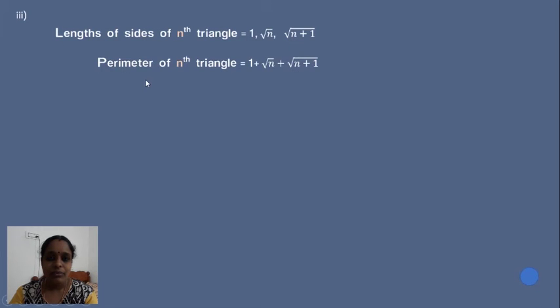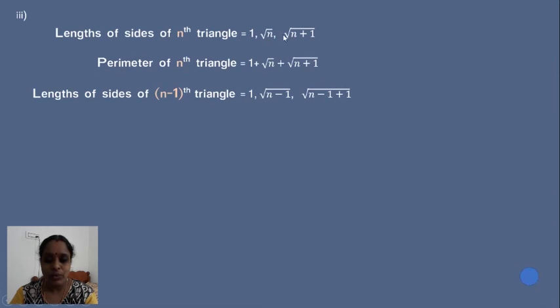Here we find the lengths of sides of n minus 1th triangle. If it is n, we write it as 1, root n, root n plus 1. Then what is it if it is n minus 1? We replace n by n minus 1. That is, in the place of n, we write n minus 1. So we get 1, root n minus 1, and again in the place of n we write n minus 1, so we get root n minus 1 plus 1.